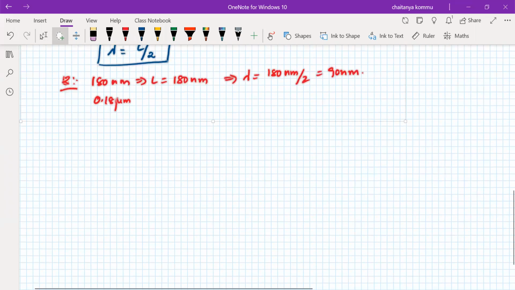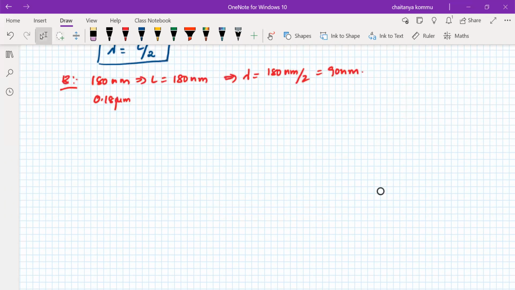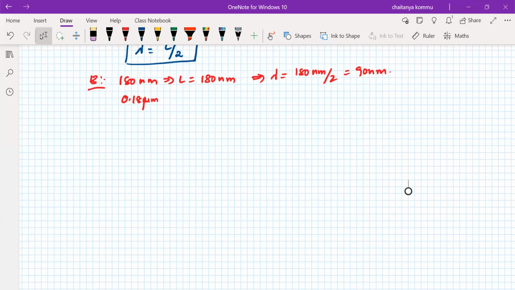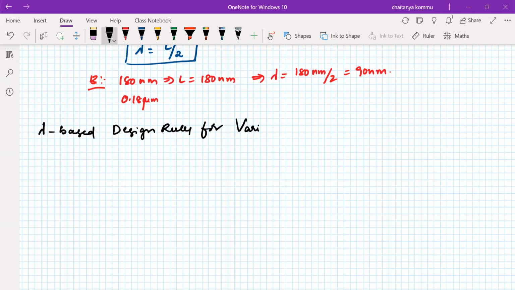So what kind of design rules? That means the design rules that we have to consider. So lambda-based design rules for various layers.